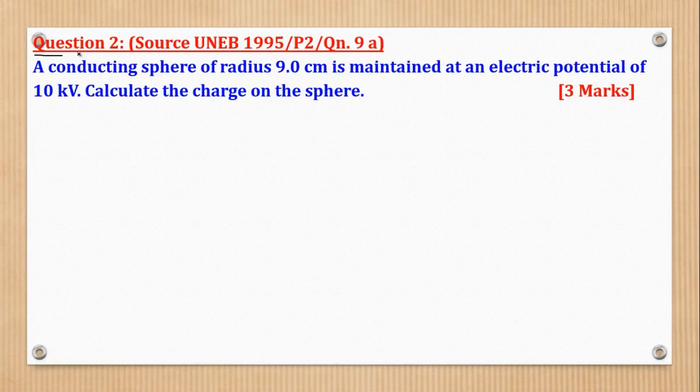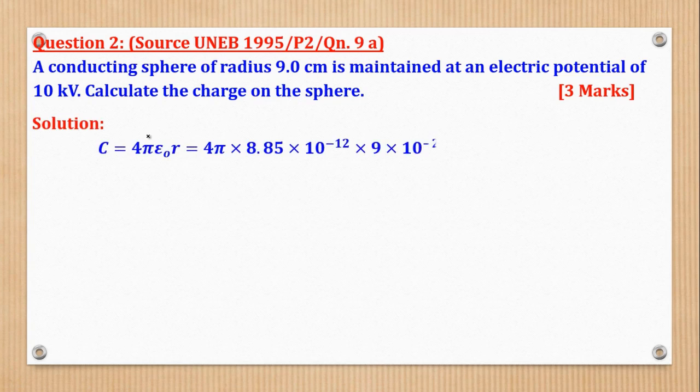That was question 1. What about question 2? Question 2 came from UNEB 1995, paper 2, question 9A, and says, a conducting sphere of radius 9 centimeters is maintained at an electric potential of 10 kilovolt. Calculate the charge on the sphere. So this is in the same format as we have seen in question 1, so we shall use both methods.